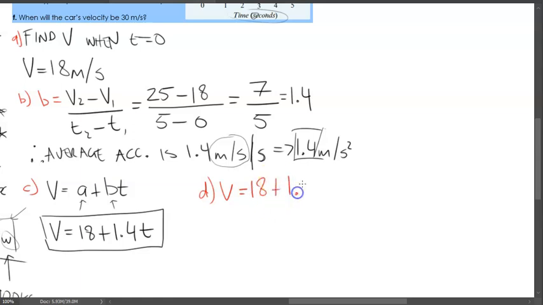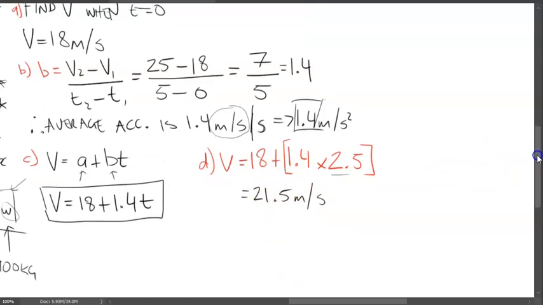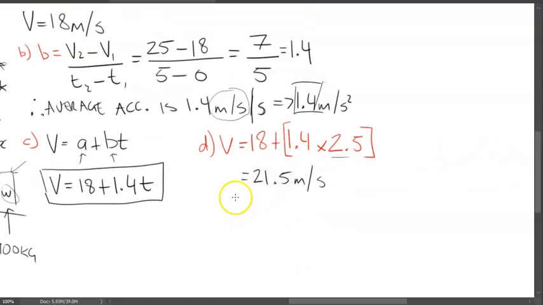18 plus 1.4 times 2.5, 2.5 being from the question, 2.5 seconds. And then when we work this out, this ends up being 21.5 meters per second. So in 2.5 seconds, the velocity is 21.5 meters per second. And in this case, we are interpolating. This is interpolation because it's inside that range.